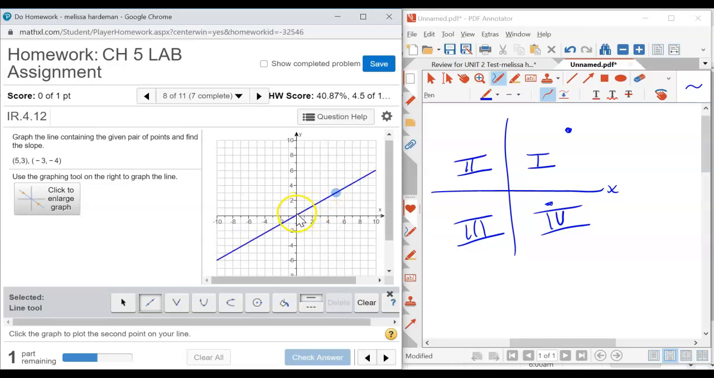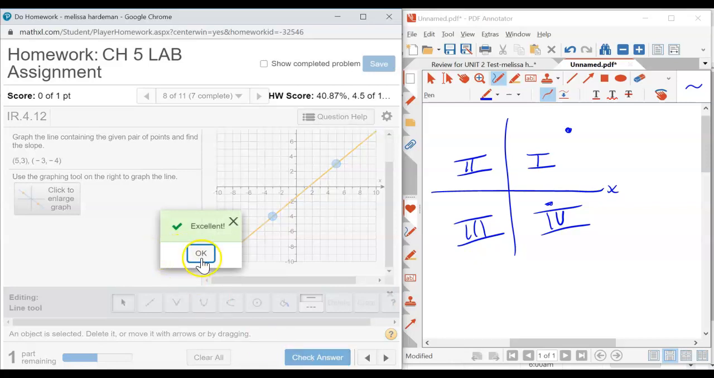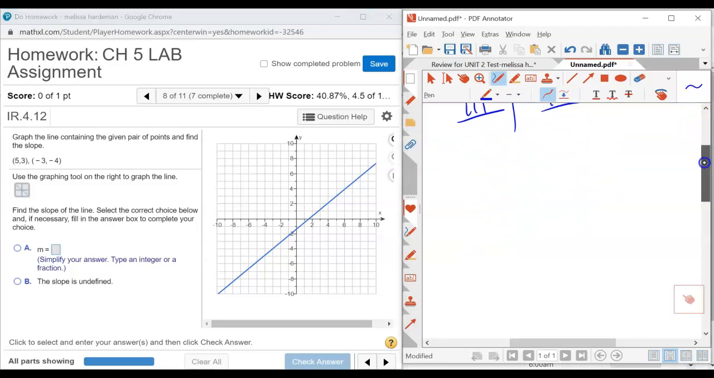And then I'm going to go left 3 and down 4. So that would put me here. Okay, so I've graphed the line, got that part done. Now let me check that answer. Okay, and then it wants me to find the slope of the line. So let me remind you how to find the slope of a line.